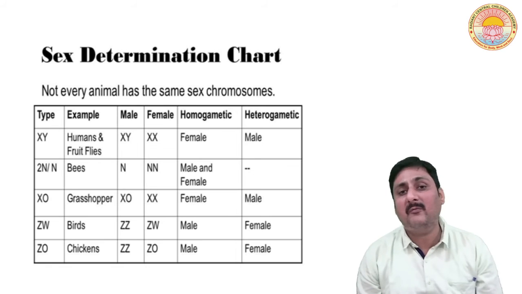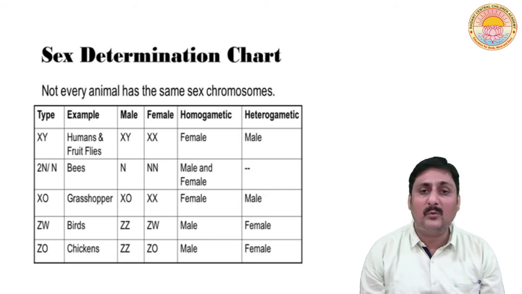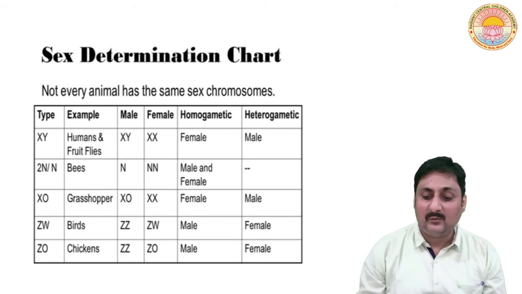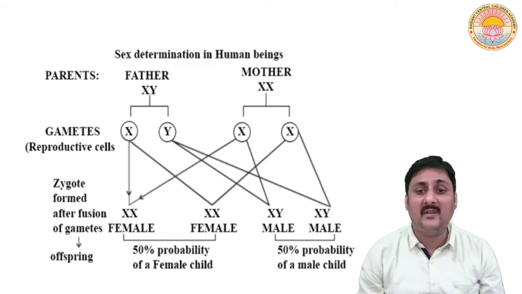If the last pair of chromosomes has one less chromosome, that will be male, and if there is one more chromosome, that is, the complete set is present, that will be a female. So that is the case. Now we have already discussed sex determination in human beings.